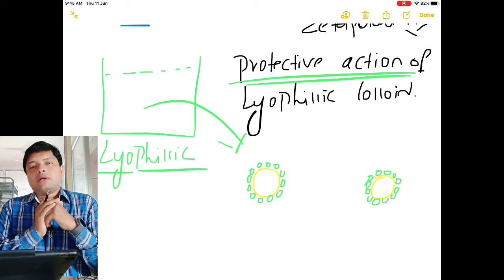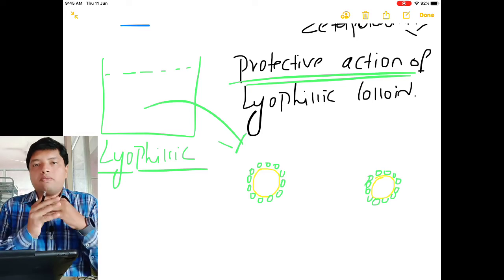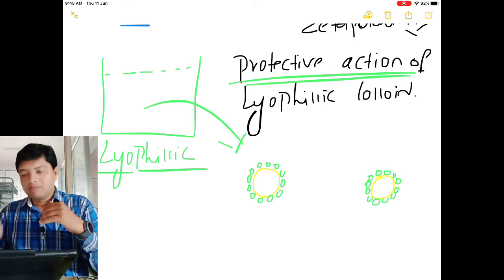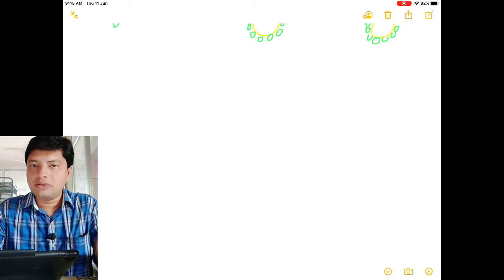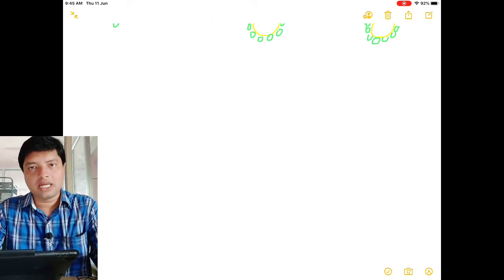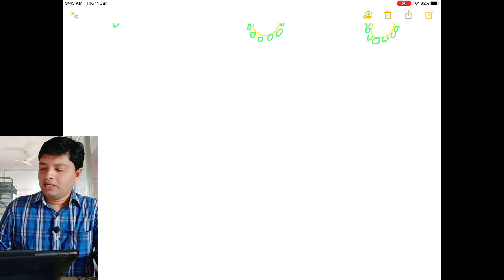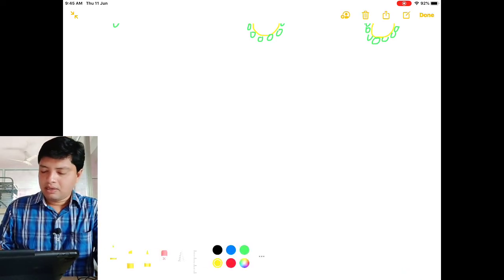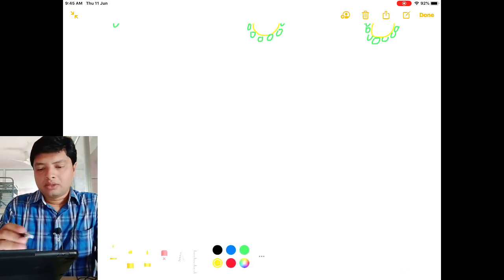Okay, this concept we call protective colloidal action. Now, we'll jump to the gold number. This is the prerequisite concept you need to have in your mind to understand the gold number. So, we try to see what the gold number is.